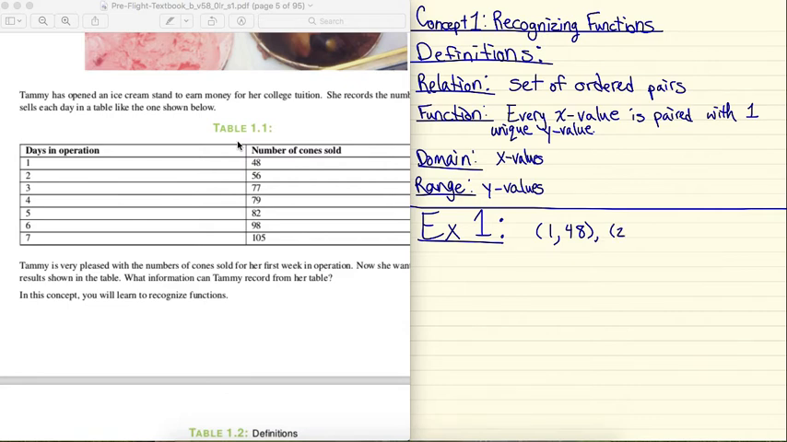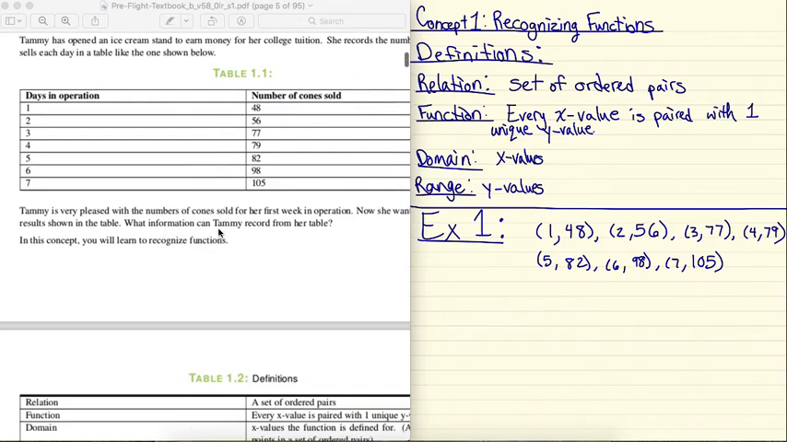Then we have 2, 56. Then we have 3, 77. Then we have 4, 79. Then we have 5, 82. And then 6, 98. And last 7, 105. Keeping in mind that the first number in all of these ordered pairs is representing the days in operation, which would be your X values, and the second number is number of cones sold.